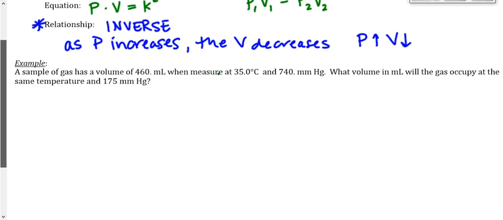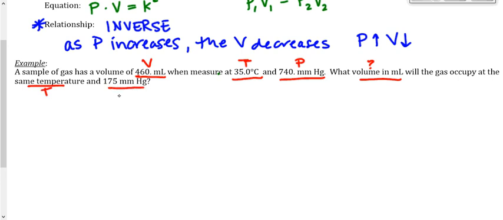So let's go through a problem here. The problem says a sample of gas has a volume of 460 milliliters. So what I'm going to do is underline all of my values, all the things that are going to be important for me. So 460 milliliters is my volume. When measured at 35 degrees Celsius, there's a temperature, and 740 millimeters of mercury. So there is a pressure. So we have to understand our units to make sure we know what variable it's referring to. Then it says what volume in milliliters, so this is my question mark, or I could just label it volume 2, will the gas occupy at the same temperature and 175 millimeters of mercury.